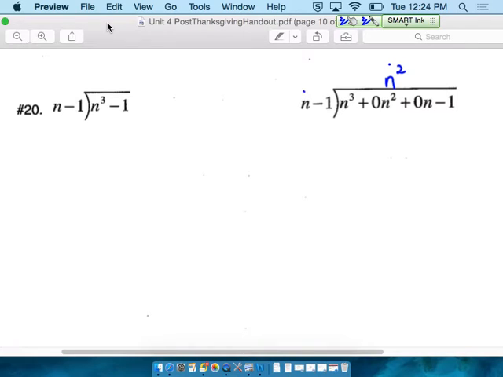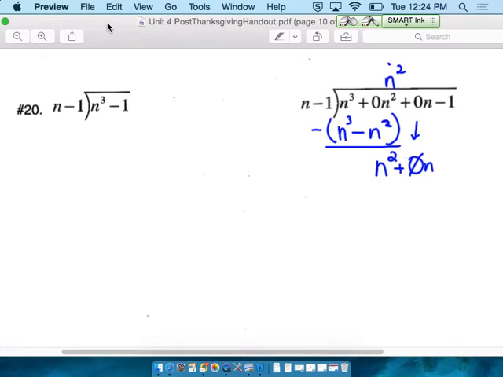N squared times n is n cubed, keeping in mind that the whole point of this particular step is to eliminate the n cubed term. And then n squared times negative 1 is negative n squared. And remember, I'm adding the opposite here. So n cubed leaves the picture, and I now have 0 n squared minus negative n squared, making that a positive n squared. And then just to keep things organized and in place, I'm going to slip down 0n. And now I start the process over again.